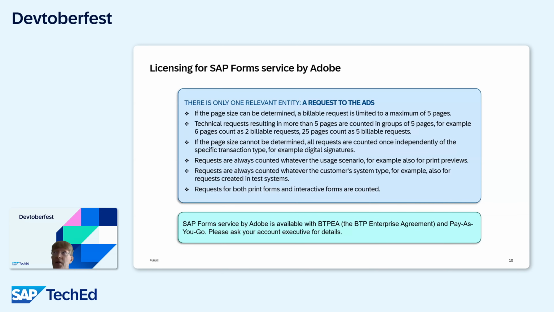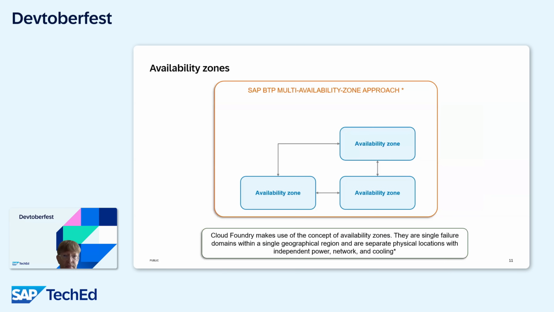So whether you're dealing with a quality system or a productive system or a development system, it still generates a load on the ADS, and so it costs money. The licensing options can be found in the Discovery Center. The cheapest one is known as BTP EA, BTP Enterprise Agreement. There's another option which is a bit more flexible, but generally more expensive, known as pay-as-you-go. And you can ask your account executive for details about that, but you can read up on it in the Discovery Center.